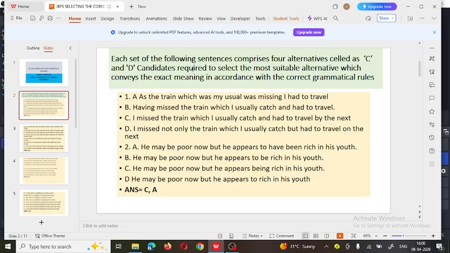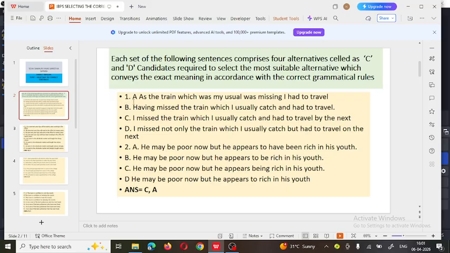Each set of the following sentences comprises four alternatives called A, B, C, D. Candidates are required to select the most suitable alternative which conveys the exact meaning in accordance with the correct grammatical rule. So the sentences will be given to you and you have to identify the correct sentence, or the sentence which is grammatically more appropriate.